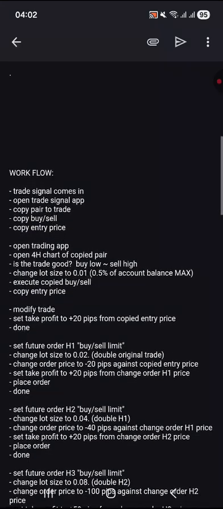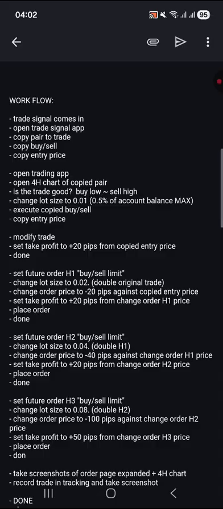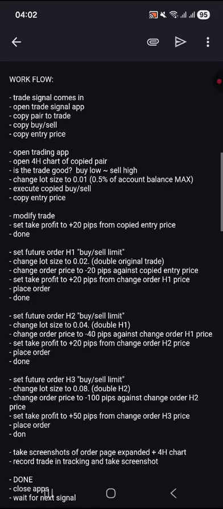Now let's go into the workflow. You can stop the video here, or this is the more detailed. I'll just go through it really quick. The workflow, again: trade signal comes in, open the trade signal app, copy the pair to trade, Euro and United States dollar, Euro Japanese yen, British pound dollar, whatever that pair is that you're trading.